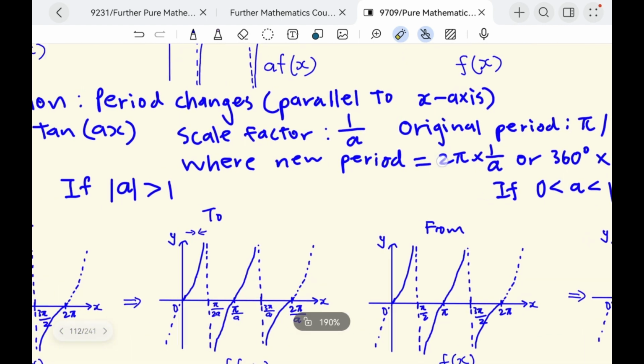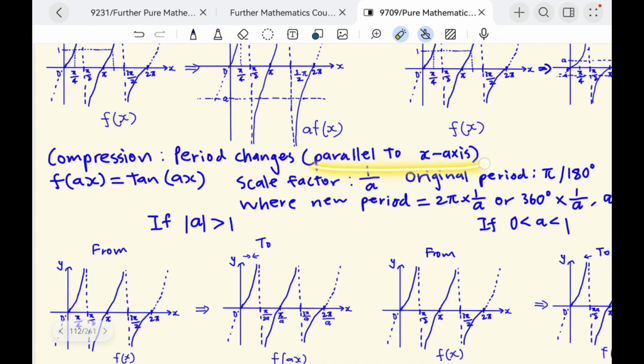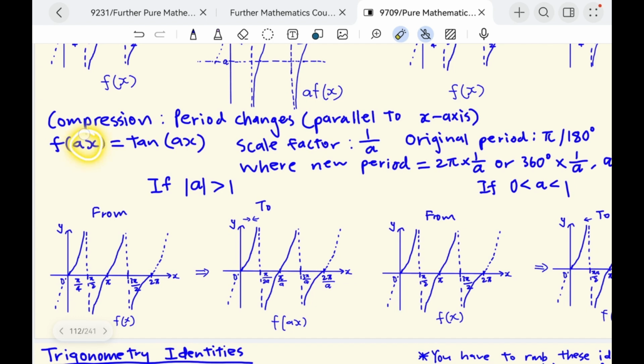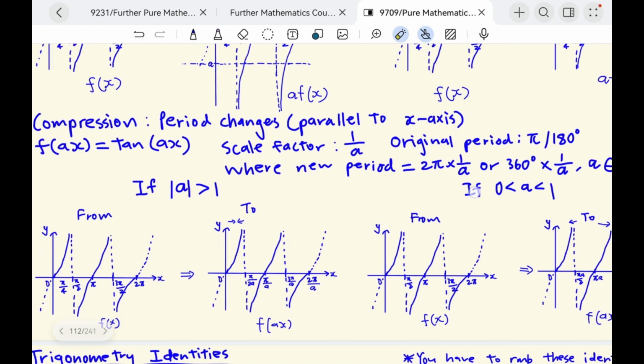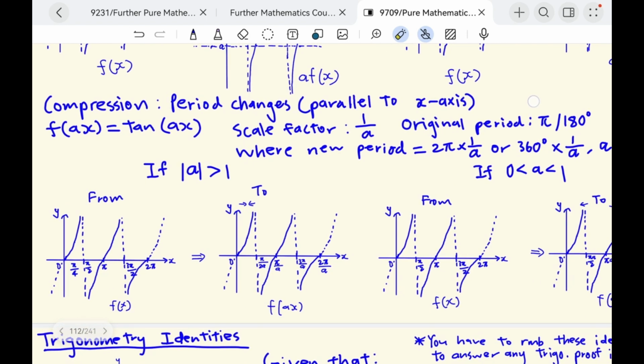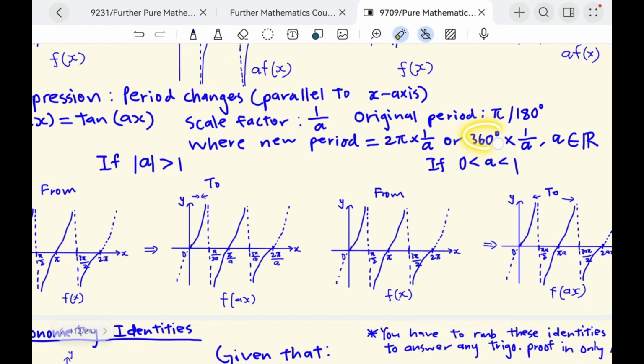So for the compression, it is also about the stretching, but it is parallel to the x-axis. When you change the x to ax, this is the stretch parallel to the x-axis with a scale factor of 1 over a. For the tangent graph, its original period is 180 degrees, where the new period is 2 pi divided by a, or 360 degrees divided by a.